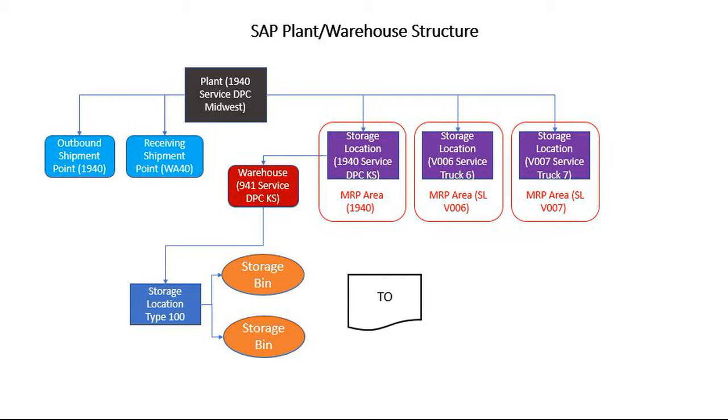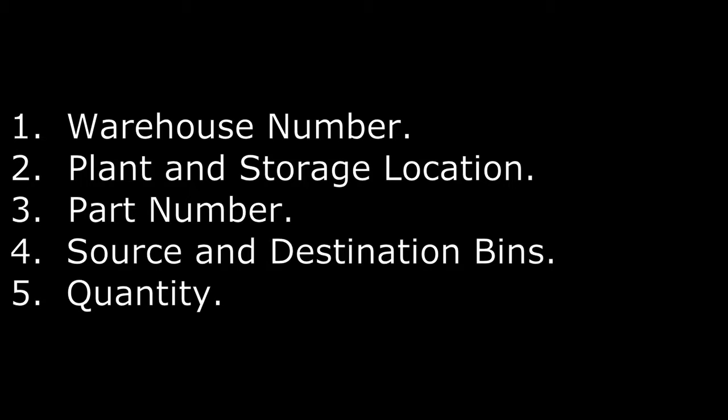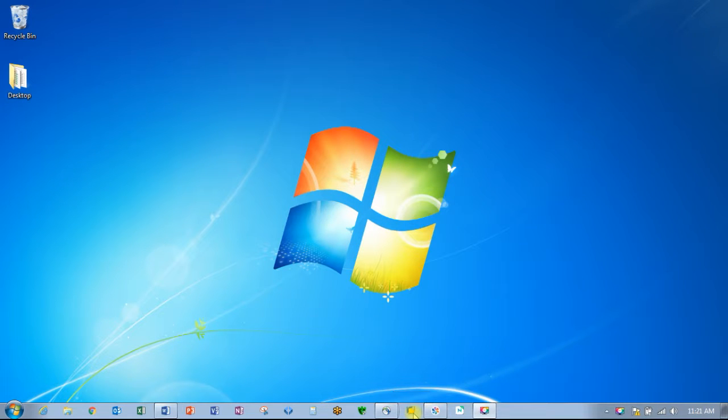You may be required to move components from one bin location to another in a warehouse for many reasons. This is done in the warehouse management system, and can be done between any active bins. In order to do this, you need to know the warehouse number, plant and storage location, part number, sourcing destination bins, and quantity. Begin by opening SAP.